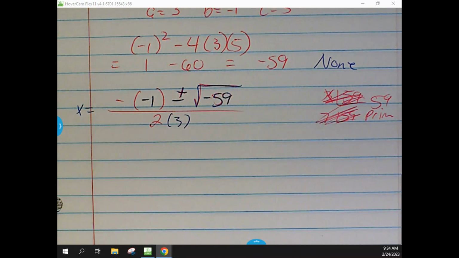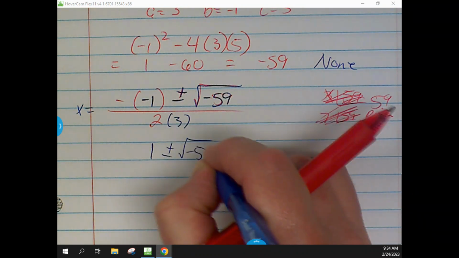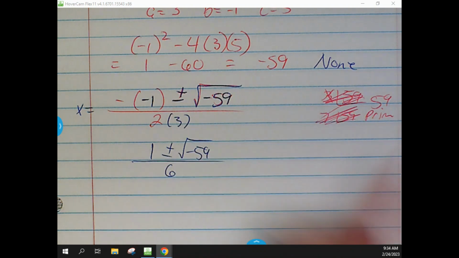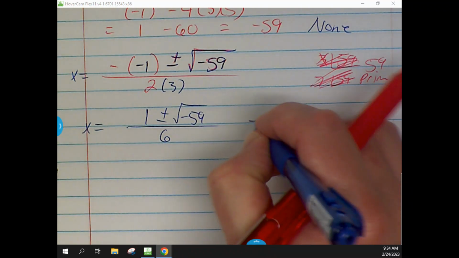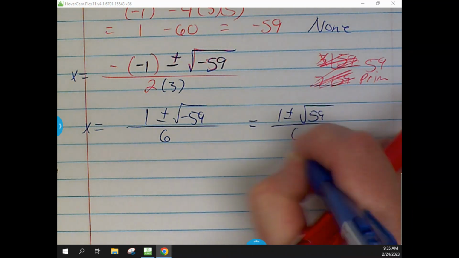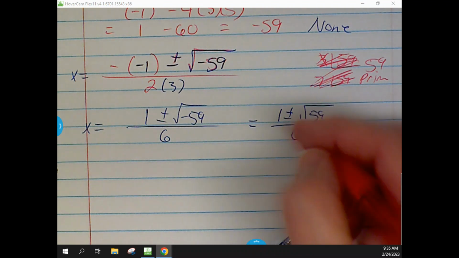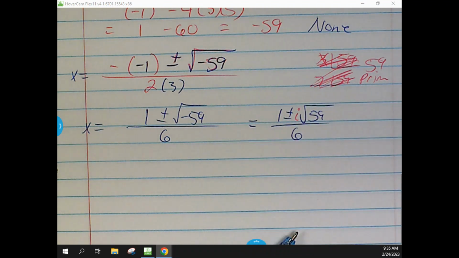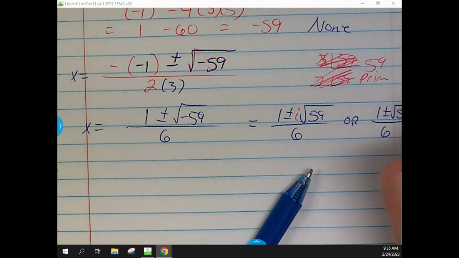You do have minus negative, so you make that a positive 1. On the bottom, we've got 2 times 3 for 6. And in that case, the only thing you can really do for that one with the negative 59 is to take out the negative. And again, they'll either let you put the I here, or they'll let you put the I there.